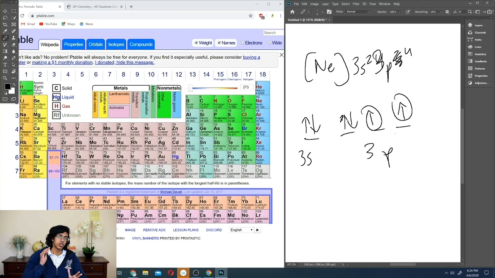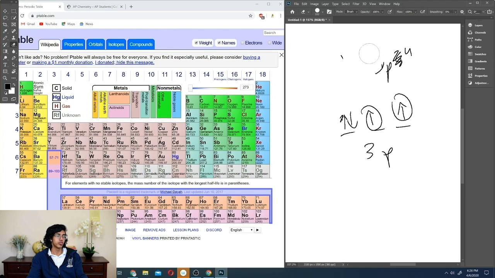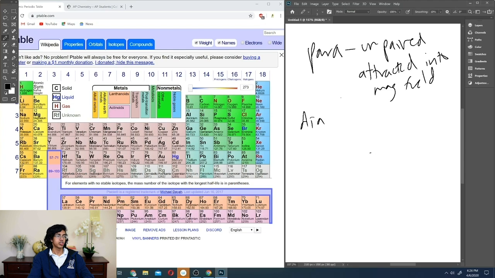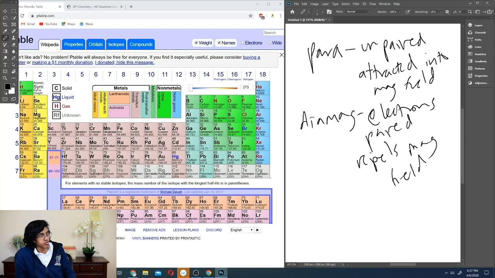And if a transition metal has unpaired electrons, it makes colors. That's another cool thing to know. But what does it mean to have unpaired electrons? There are 2 types of magnetism. I don't even know whether they're on the AP exam, but you might as well know it. Paramagnetism is basically unpaired, and just like it says para, it's almost like parallel. It's attracted into a magnetic field. And diamagnetism means paired. All the electrons are paired, and it repels a magnetic field. We're almost done, guys.